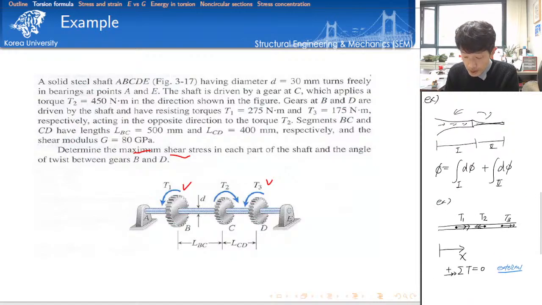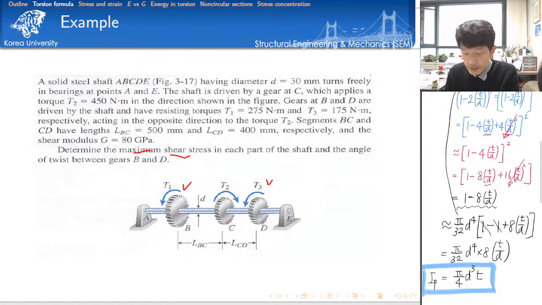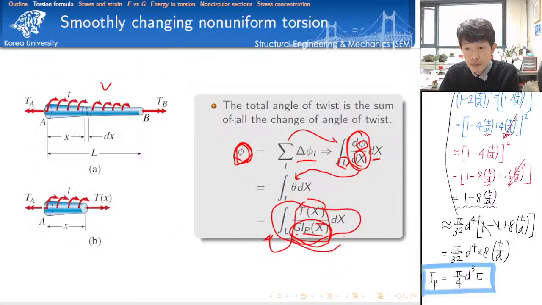But here, the torsional moment is given in this equation. It's not an external one, okay? That represents the internal torsional moment. Okay, this is internal, and this is external.